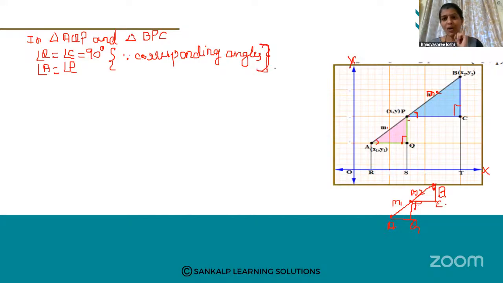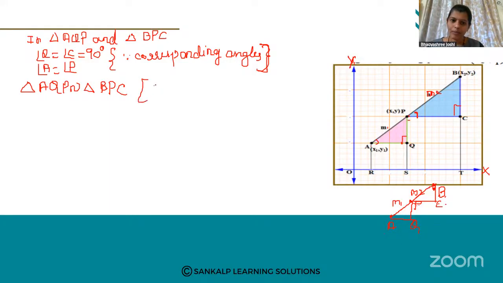So now, how many angles are equal? Two angles are equal. That means by using the AA criteria, when two angles are equal, we can say that these two triangles are similar, right? So triangle AQP is similar to triangle BPC. This we have studied in the triangle chapter, that is the criteria for similarity of triangles.